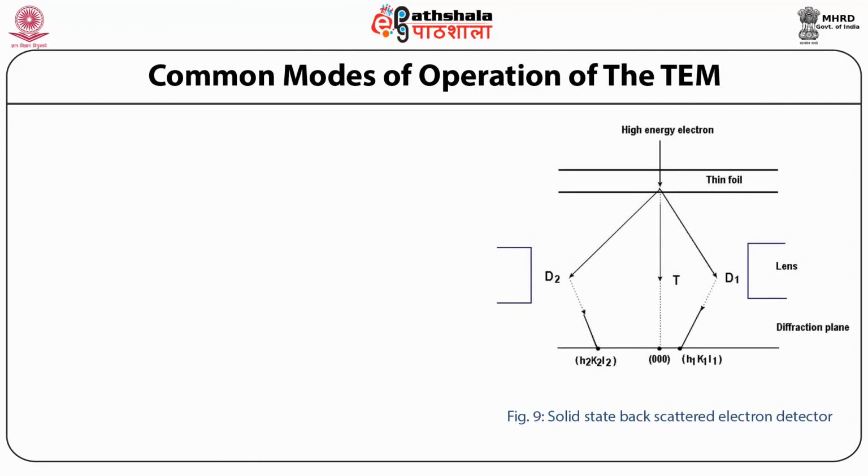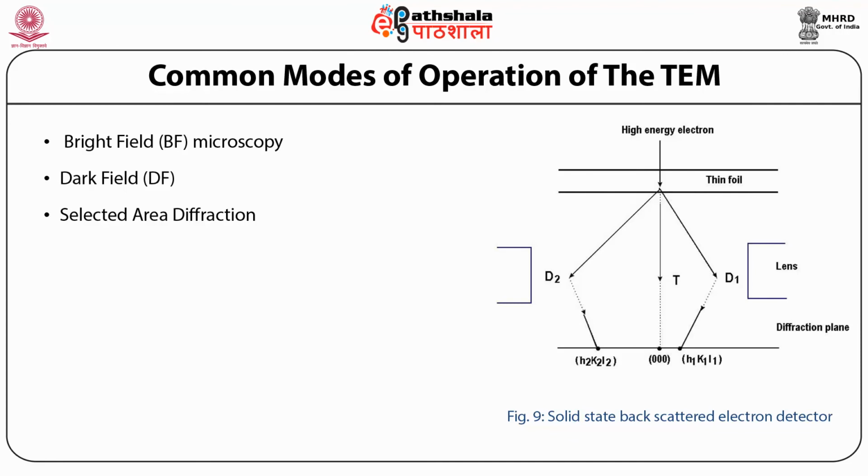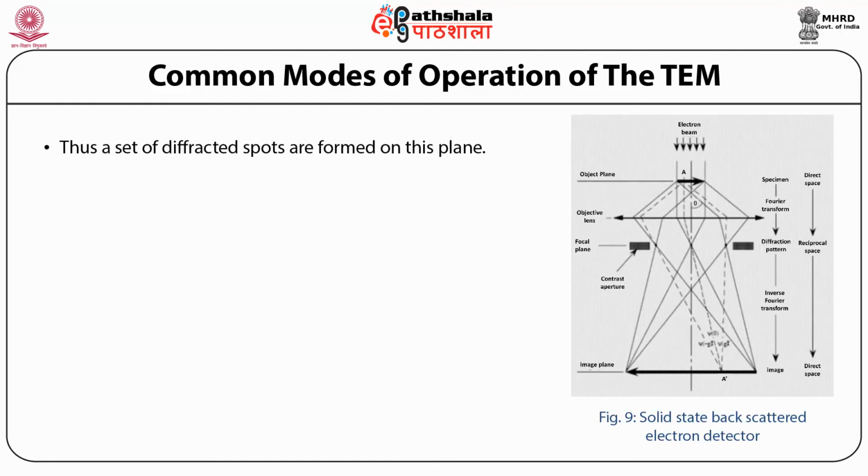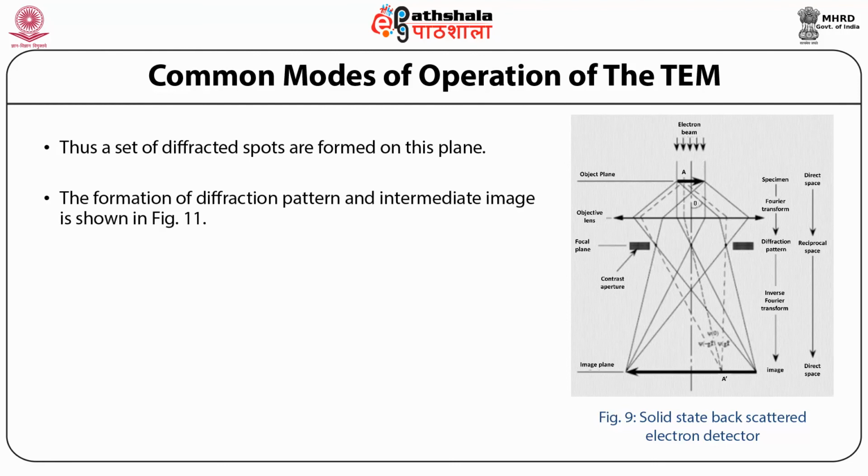The common modes of operation of the TEM are bright field microscopy, dark field, and selected area diffraction. Electrons passing through a thin foil are diffracted from various planes, and the diffracted beams from a family of planes, that is H1K1L1 and H2K2L2 in figure 10, are focused in the back focal plane of the objective lens. Thus, a set of diffracted spots are formed on this plane. The formation of diffraction plane or pattern and intermediate image is shown in figure 11.